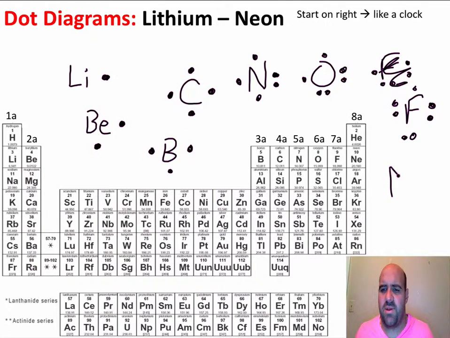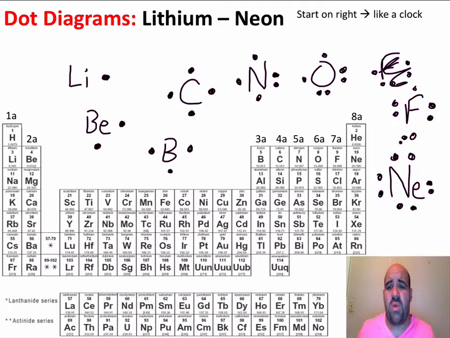Last column, last one. Neon has 8 valence electrons, column 8A. So we're going to go 1, 2, 3, 4, 5, 6, 7, 8. So 2, 2, 2, 2. So valence electrons are just going to be represented by these dot diagrams. If I drew this carbon, it's just telling me that there's 4 valence electrons.